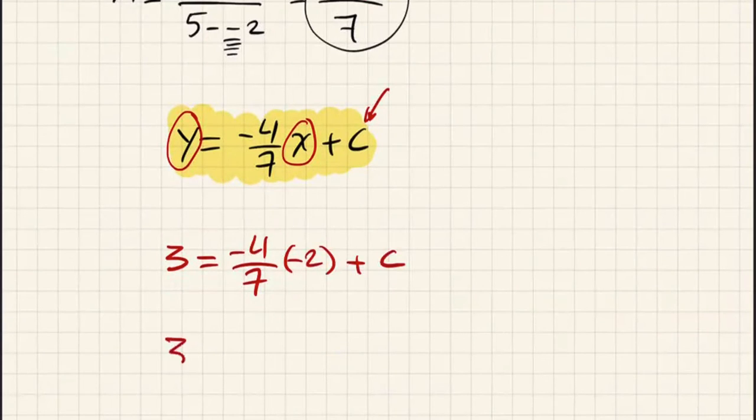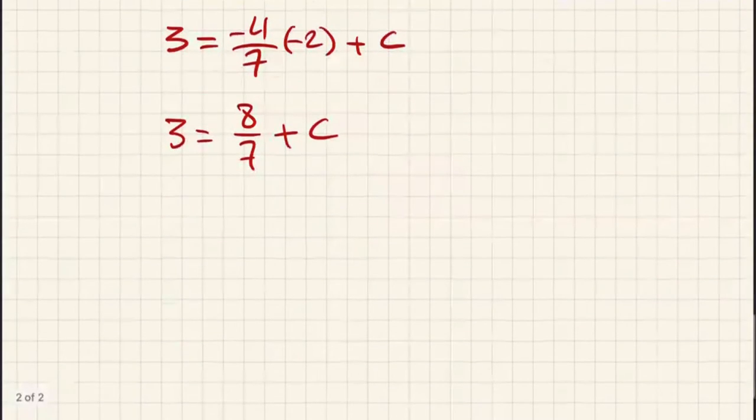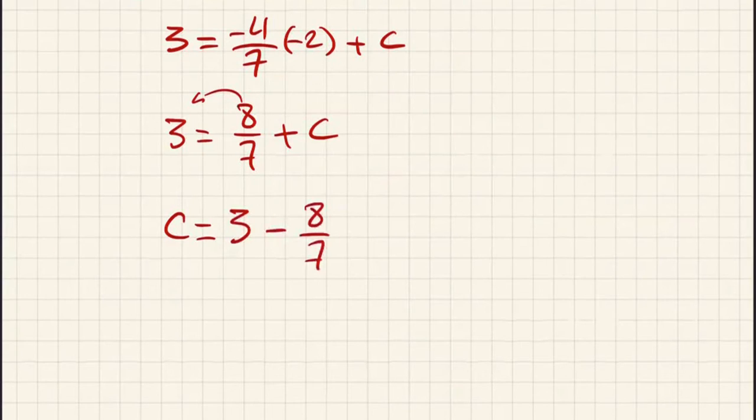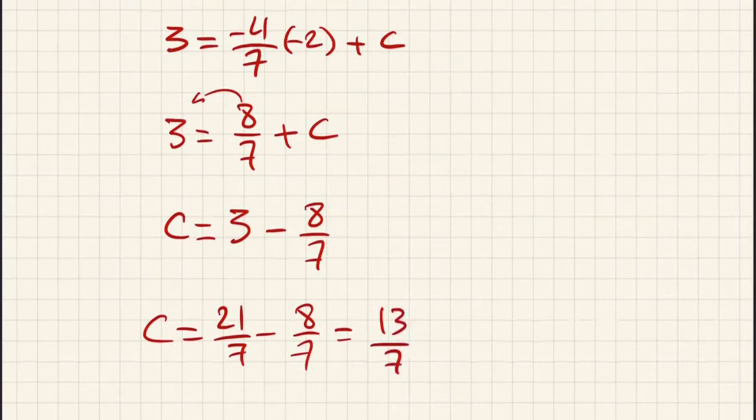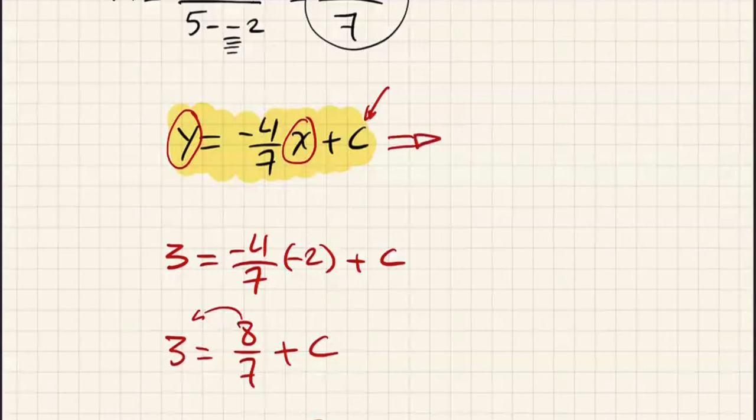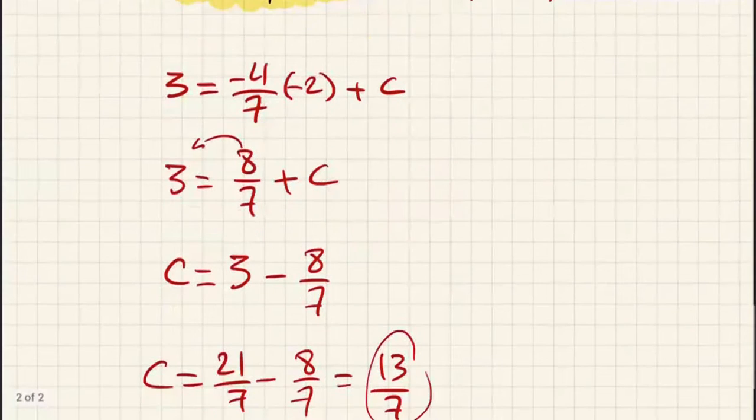Okay, so 3 equals -4/7 times -2 means 8/7. You can do this on the calculator, sorry. Okay, equals c. So c in this case equals what? I have to shift this in the other side, so it will go by negative. So 3 minus 8/7. Okay, so using calculator also, it will be 21/7 minus 8/7, which will give me 13/7. Okay, so the c is 13/7. So now the equation will be like what? Okay, I can now complete the equation. -4/7 x plus 13/7.